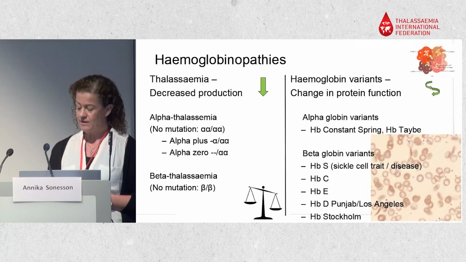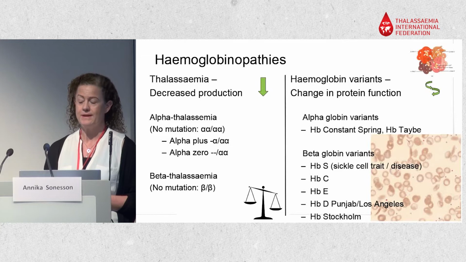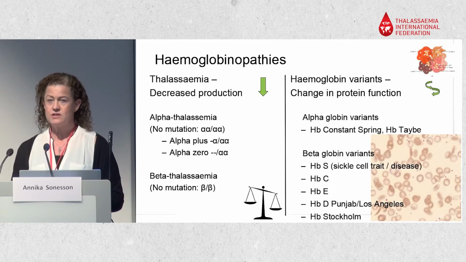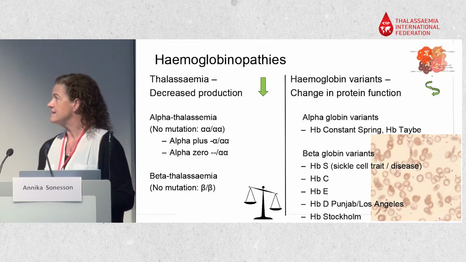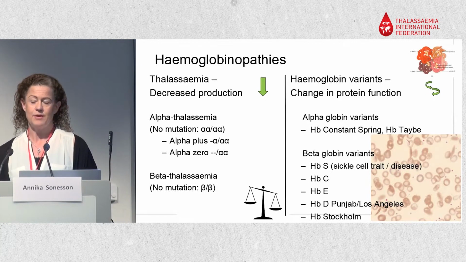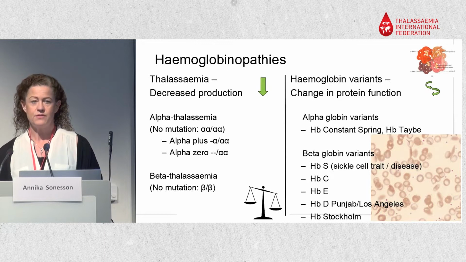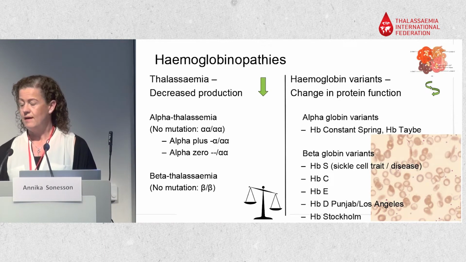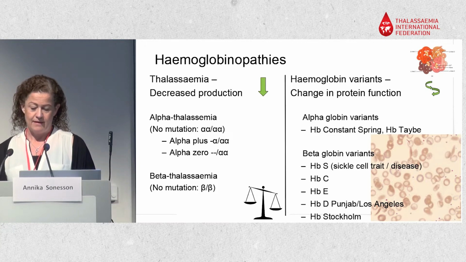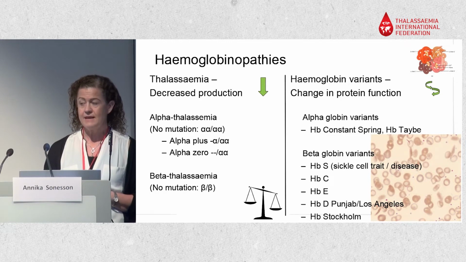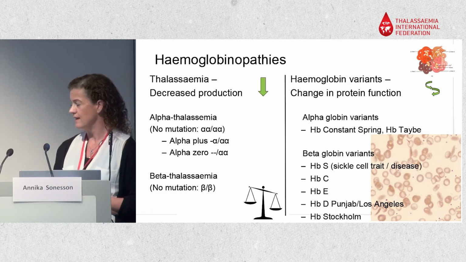We also have the beta thalassemia, when you have genetic variants that cause decreased production of beta globin. In the other group, the variants, we have a change in the amino acid sequence of the protein, so we get a change of protein function. Some examples are listed. For the alpha globin variants, we have, for instance, hemoglobin Constant Spring. For the beta globin variants, we have sickle cell hemoglobin S, sickle cell trait if you're a carrier, and sickle cell disease if you have either a homozygous genetic variant or a combination with a variant of thalassemia. Hemoglobin C, E, and D are also common hemoglobin variants in the beta globin gene. Many variants are named after the city where they were first described, so we have some variants from Sweden as well, like hemoglobin Stockholm, for instance.